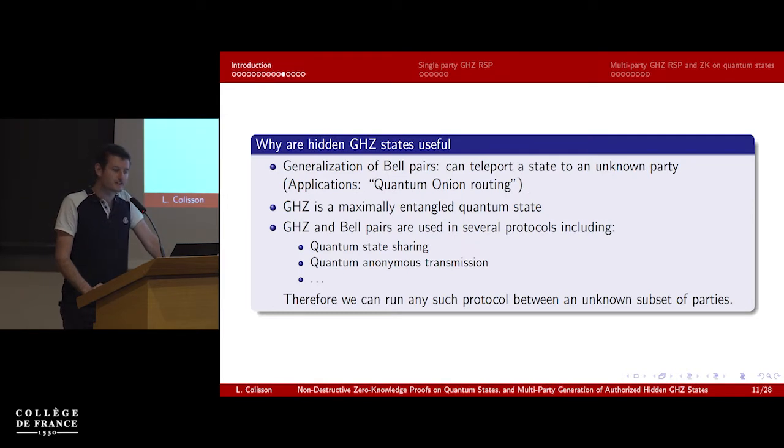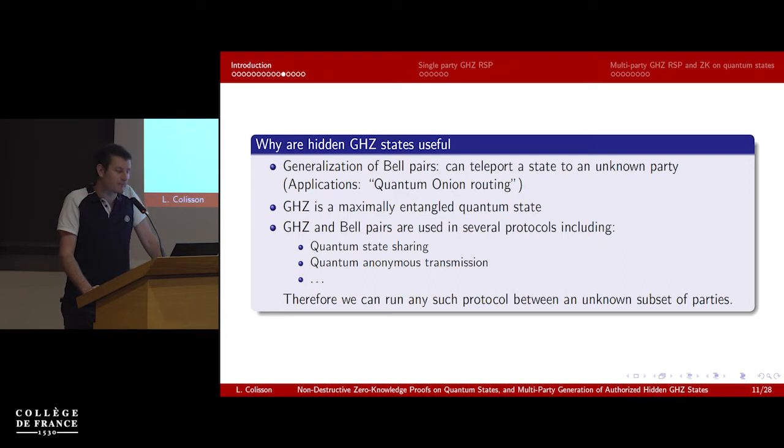So why are GZ states useful? First, they are a generalization of Bell pairs. It means that you can do some sort of teleportation in order to teleport a state to an unknown party. And we'll see maybe some application to quantum onion routing if you want to send a qubit to an unknown party using an untrusted network.